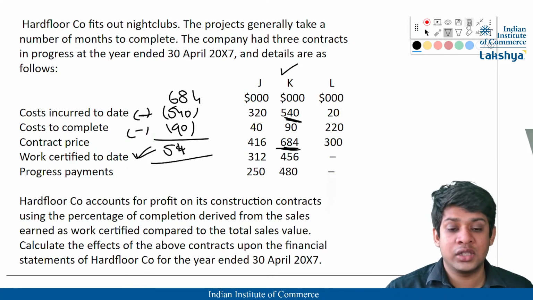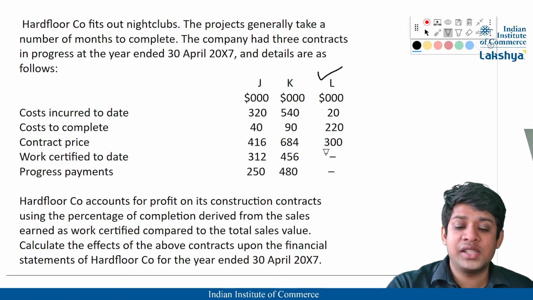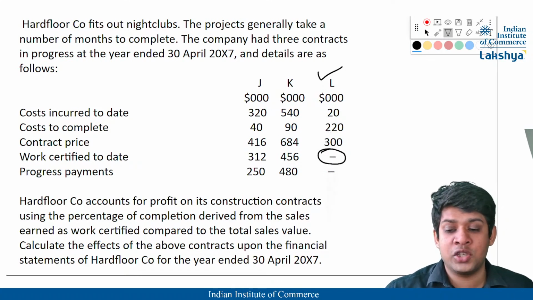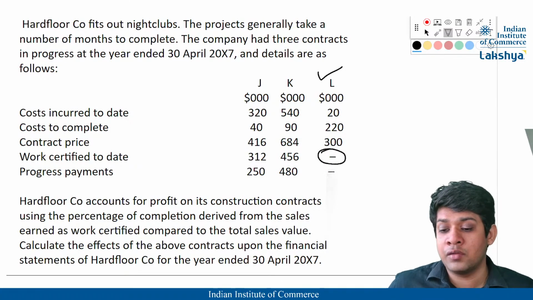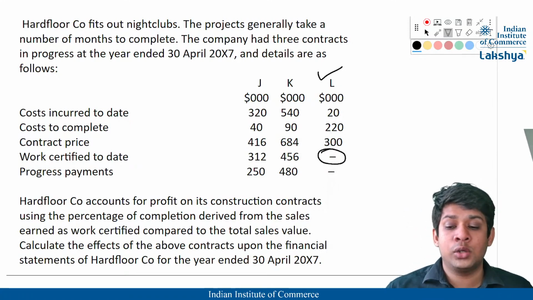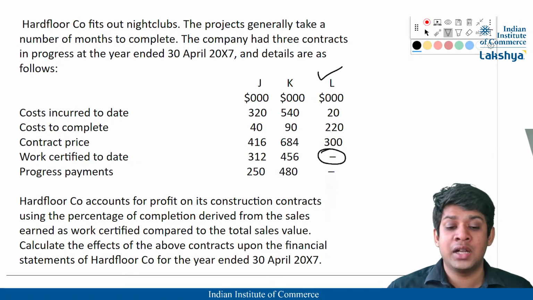So we will measure it using the progress percentage. Lastly, L, you can see here the work certified to date is given as nil. So that means technically we are probably at the very early stage of the project where we cannot determine how much of the work is certified. Only the costs which are incurred to date can be determined. So wherever the costs incurred to date can be determined, we will consider that as the revenue recognized because those costs are going to be recoverable in the future.